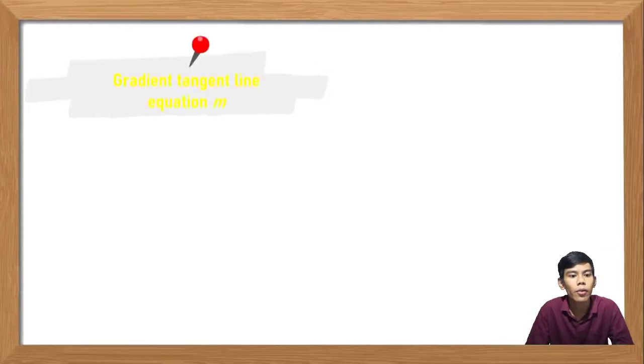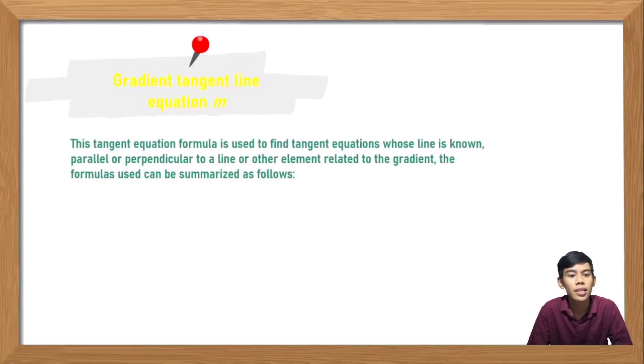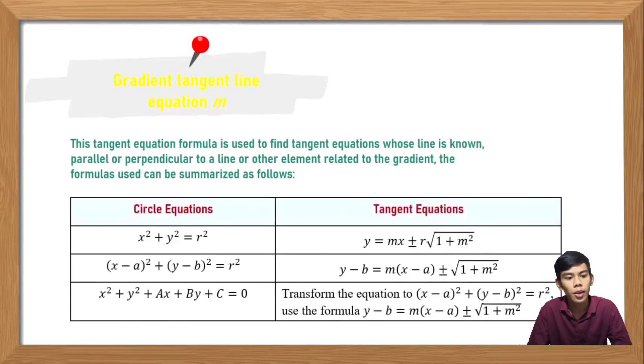Second, gradient m tangent line equation. This tangent equation formula is used to find a tangent equation whose line is known to be parallel or perpendicular to a line, or other elements related to the gradient. The formula used can be summarized as follows. If the circle equation is x squared plus y squared equals r squared, the tangent equation is y equals mx plus or minus r times the square root of 1 plus m squared.